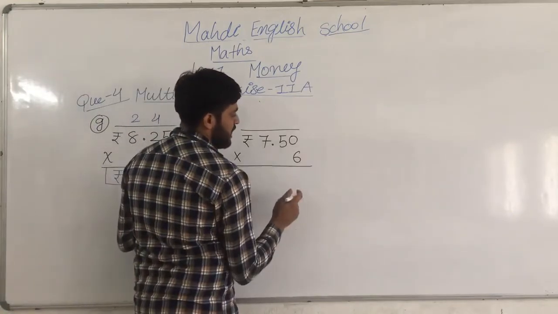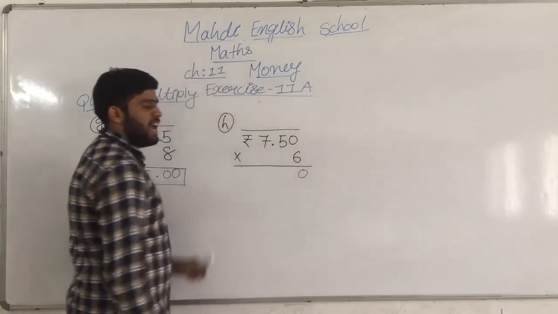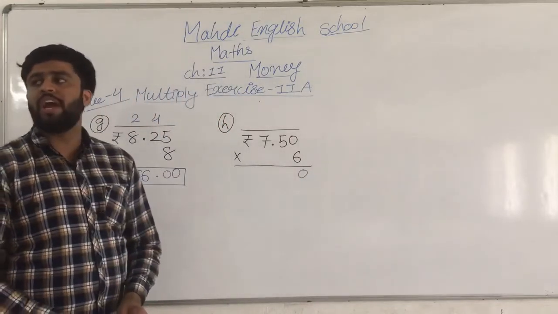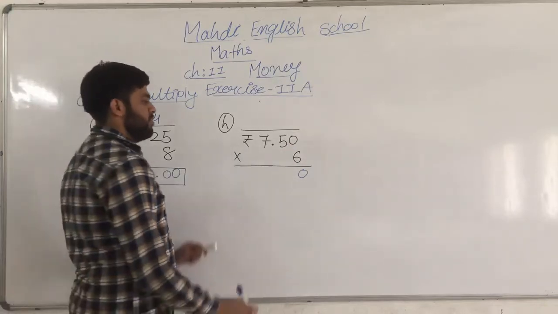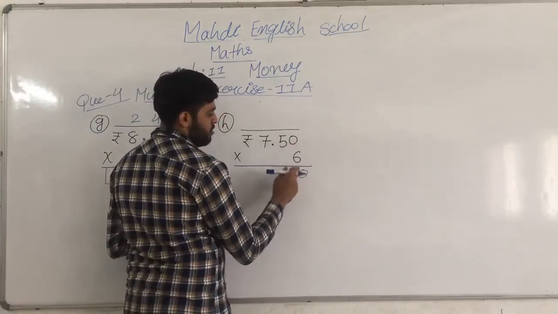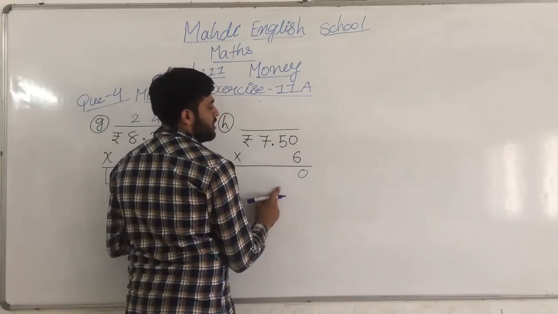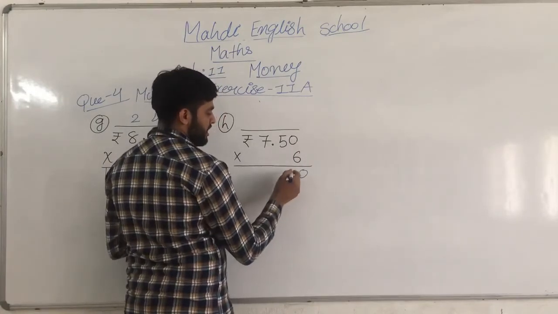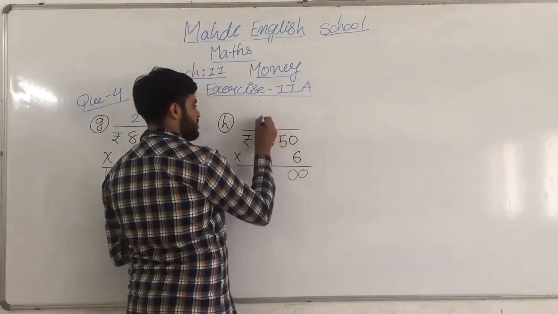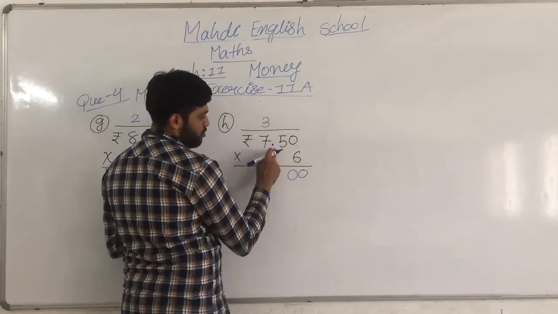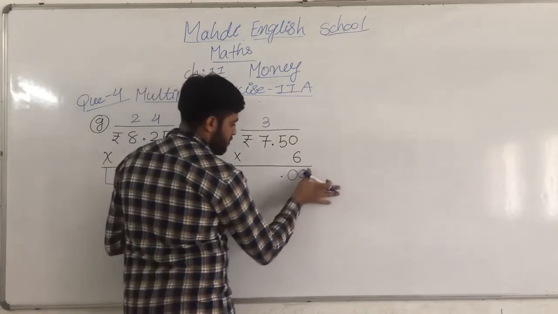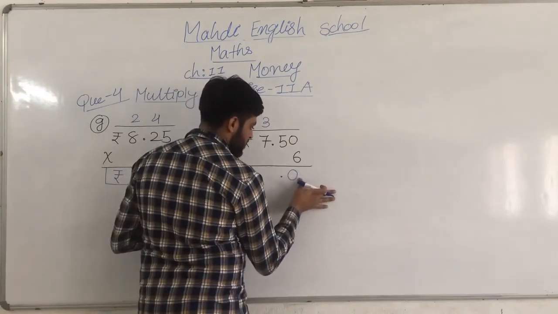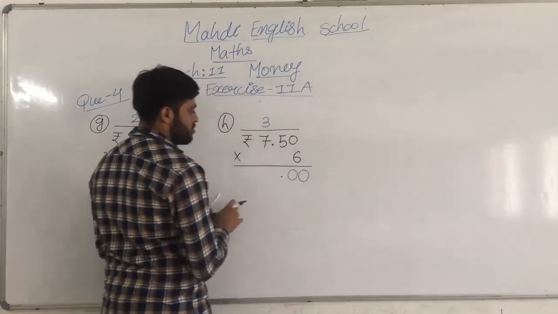6 zeros are 0. Why? As I told you, any number multiplied with 0 gives 0. 6 0s are 0, 6 5s are how many, my dear students? 30. 0 here and 3 as a form of carry. Then what to do? We put the point in the same place here. Understood, my dear students? Got my points?